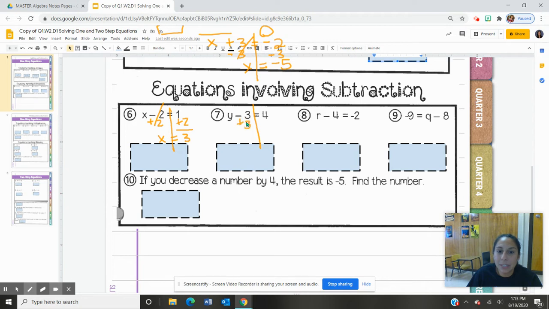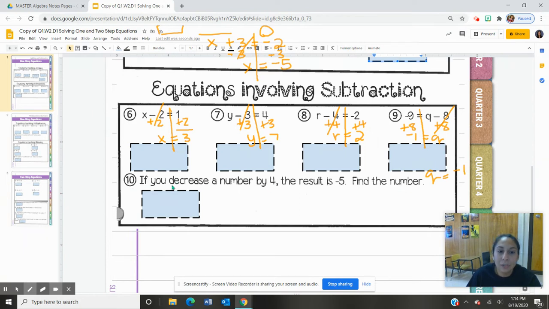Example 7, y minus 3. The opposite of minus 3 is plus 3. So I'm going to add 3, which gives us y equals 7. Problem 8. R minus 4. So because they're taking away 4, we do the opposite and we add 4. So R is equal to, we add 4 on this side, we get positive 2. Problem 9. Q minus 8. The opposite of minus 8 is plus 8. So we're going to add 8 over here, so that gives us negative 1 is equal to Q. Again, I can switch that around, so Q is equal to negative 1.